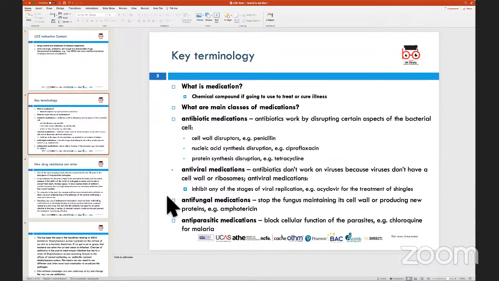So this is something that we need to understand just before we get into more details: what is medication? It's a chemical compound. It is basically a substance which is used in the treatment of diseases, or which helps in the curing of any sort of illness, and that would be termed medication. And there are different types that we need to be at least superficially aware of: antibiotics, antivirals, antifungals, and antiparasitics. Any questions on this so far?